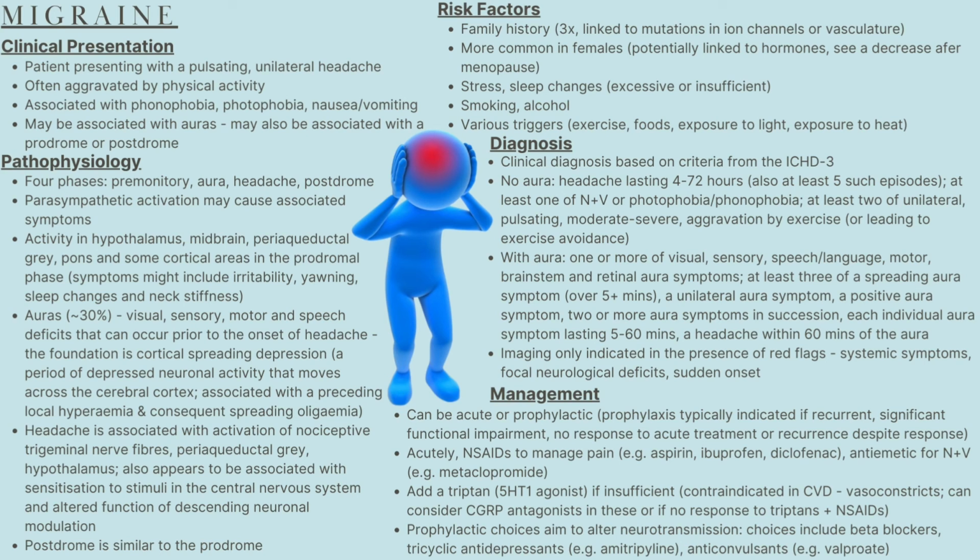Prophylactic choices aim to alter the neurotransmission associated with migraines. Choices include beta blockers, tricyclic antidepressants like amitriptyline, and anticonvulsants like valproate.